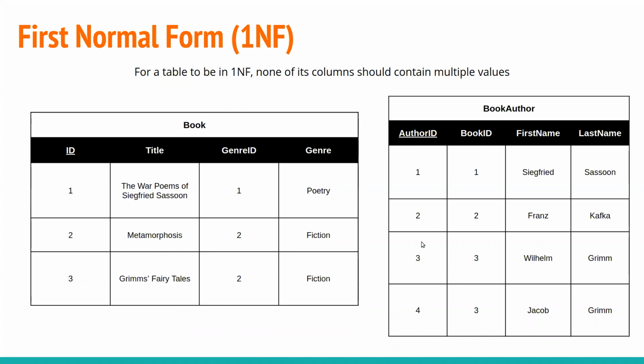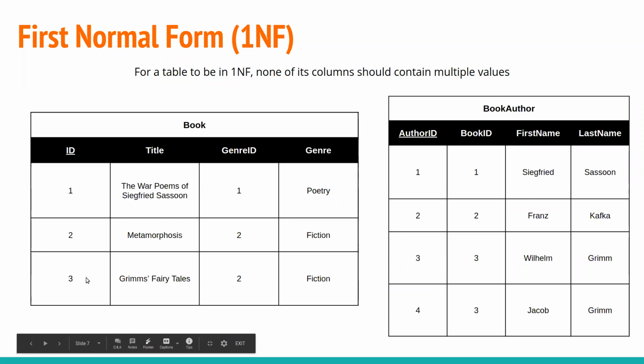You can see we've got an author ID, so we can uniquely identify each row. And then each author stores the book that they wrote. So Siegfried Sassoon wrote book ID 1, The War Poems of Siegfried Sassoon. Wilhelm Grimm wrote book ID 3. Jacob Grimm wrote book ID 3.